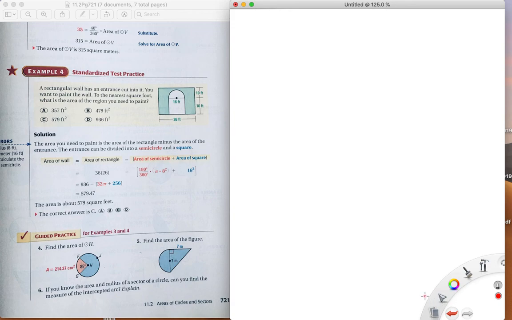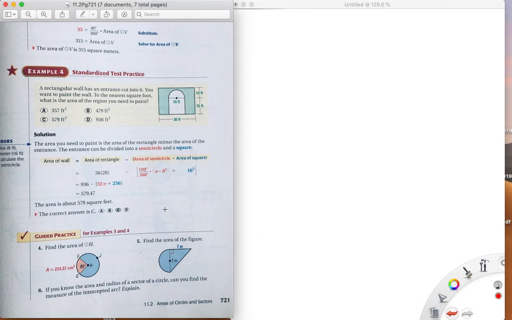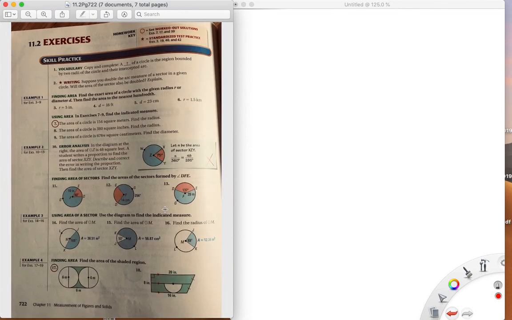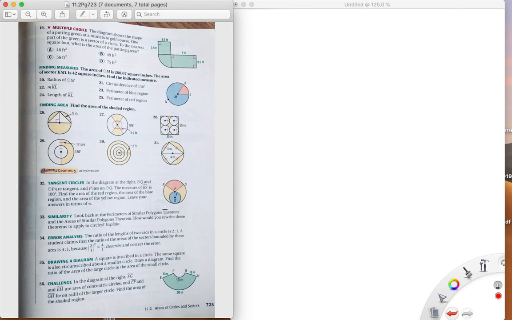Okay, so those are the questions and examples involved with this section. This section will make you think a little bit in terms of finding the area of the shaded region, but not anything that you guys can't handle.